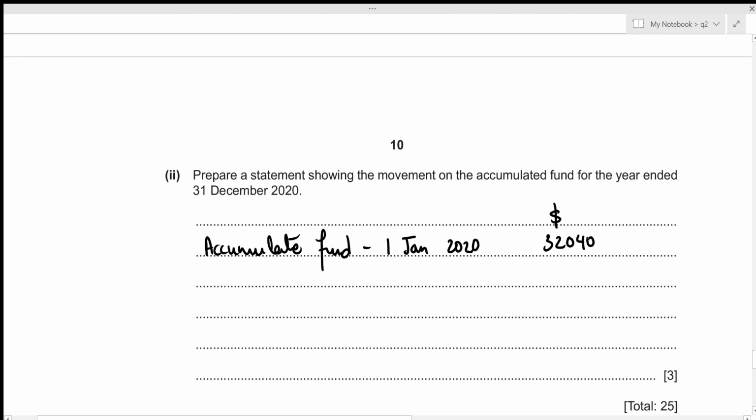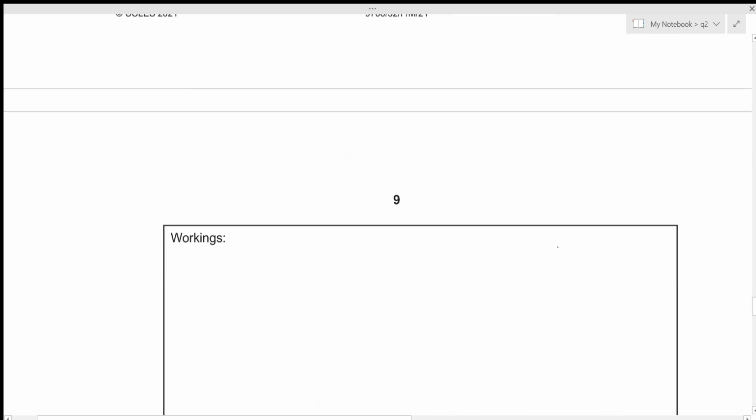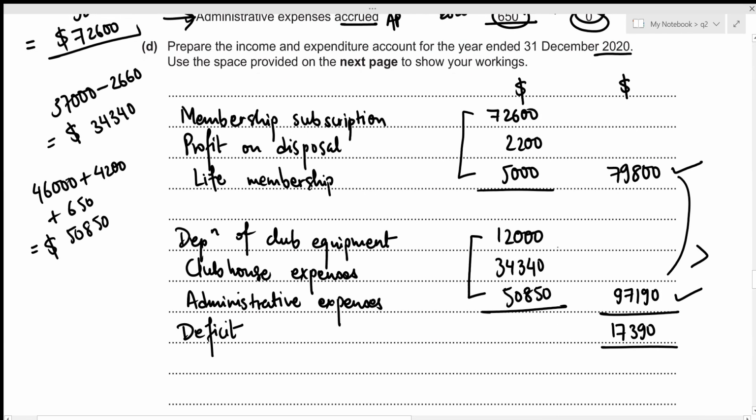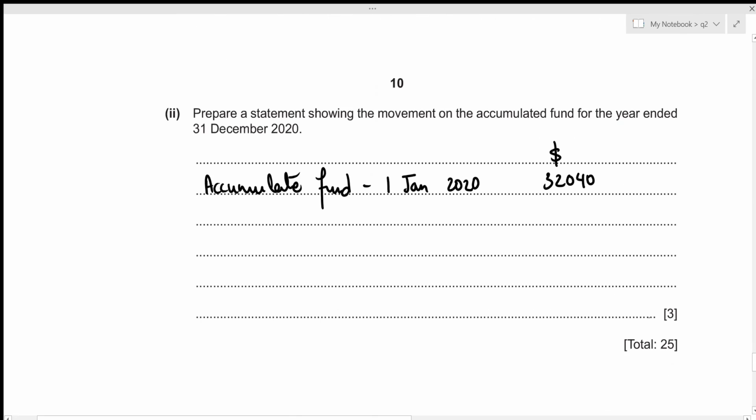And now we need to write down all of the movements. So the very first one would be the profit or loss that we figured out from our income and expenditure account above. This is for the year 2020, right? And we figured out that there was a deficit. So this deficit obviously reduces our accumulated fund. So we need to subtract 17,390. Let's do that. So that's a deficit for the year of 17,390.